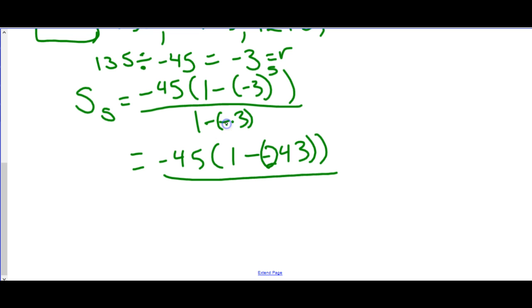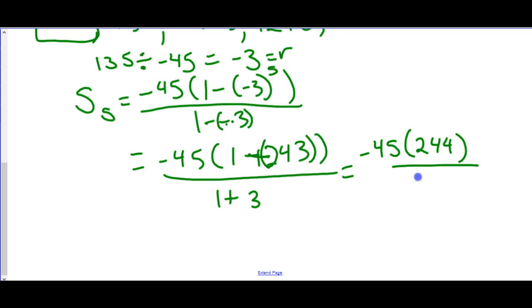When you do have minus minus, that's really plus, so we're saying 1 plus 3 on the bottom, and 1 plus 243 on the top. So negative 45 times 244 over 4. Plugging that into a calculator gives me negative 2,745. That would be the sum of that series.